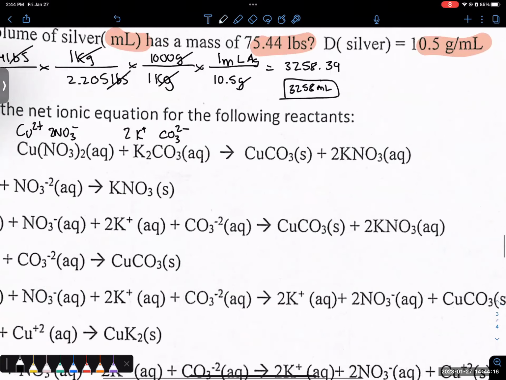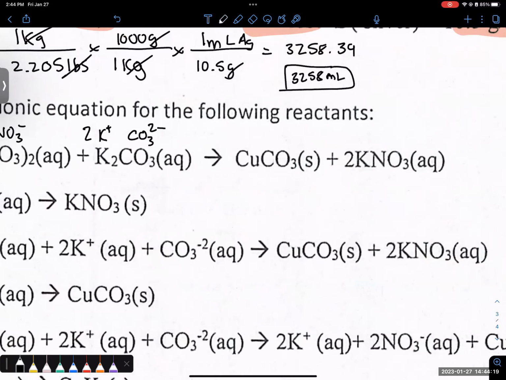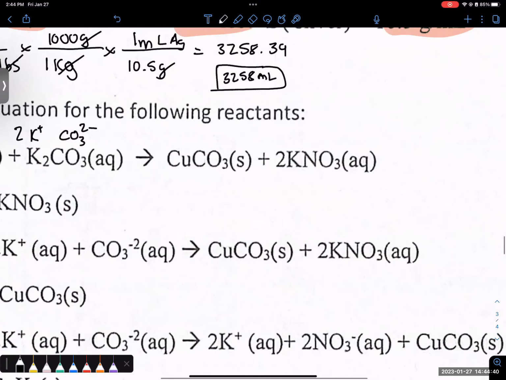What about this next one? Copper 2 carbonate. Can you move it to the right? Copper 2 carbonate. Can we break that one into its ions? And why? It's a solid, right? It's not aqueous. So therefore we can't break it. It's not broken into ions. So we keep it as that. What about the last one? Potassium nitrate. So it's aqueous, which means we have 2 K+ and 2 NO3 minus.